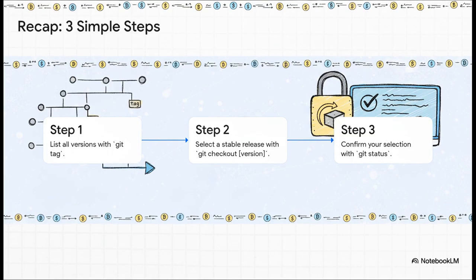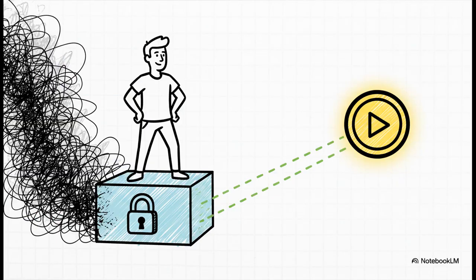So let's just run through that one more time. It's really just 3 easy steps. Step 1, git tag to see your options. Step 2, git checkout with the version number to make the switch. And step 3, git status to confirm everything looks good. That's the whole process. And just like that, you've done it. You've successfully moved off that unstable, bleeding edge and onto the solid, reliable ground of an official release. Your source code is now exactly where it needs to be. You are officially ready to compile Bitcoin Core.